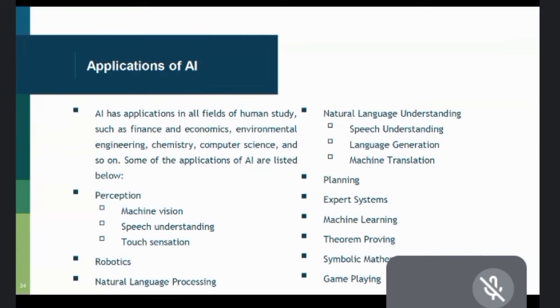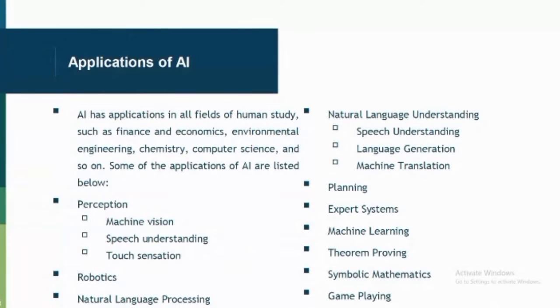Then symbolic mathematics. So you can say it's discrete mathematics, or you can say statistical mathematics, or let us give the programmable computer name as discrete mathematics. So many problems of mathematics can be solved by using AI.